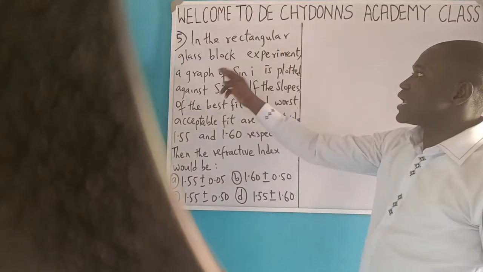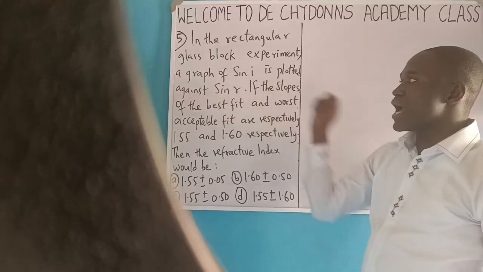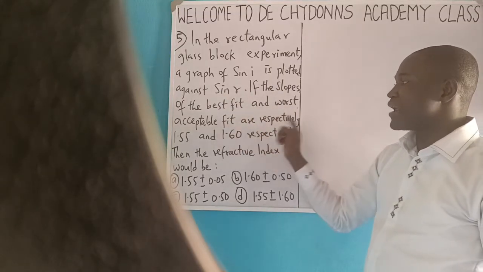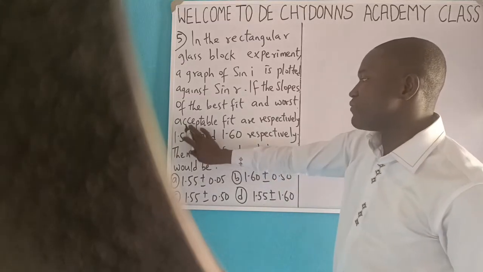Let's go to question number 5. In the rectangular glass block experiment, a graph of sin i is plotted against sin r. If the slopes of the best fit and worst acceptable fit are respectively this and this. This is 1.55.